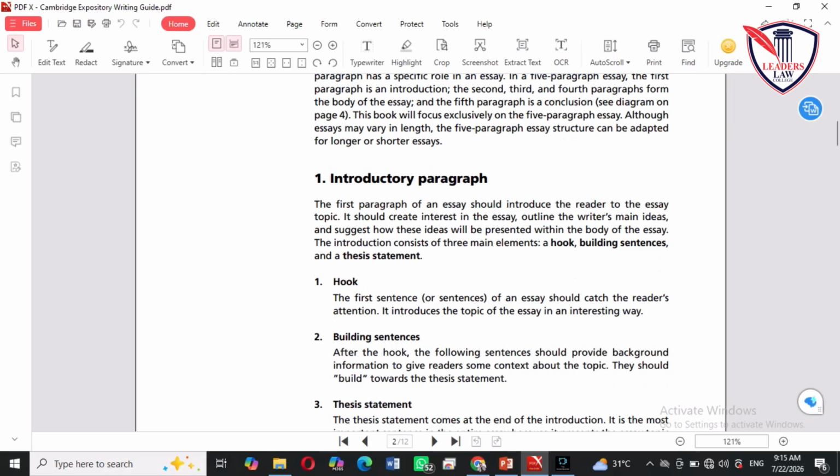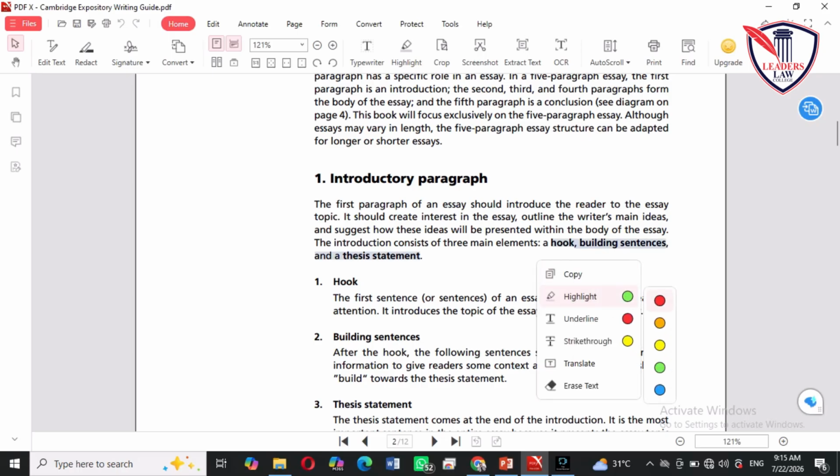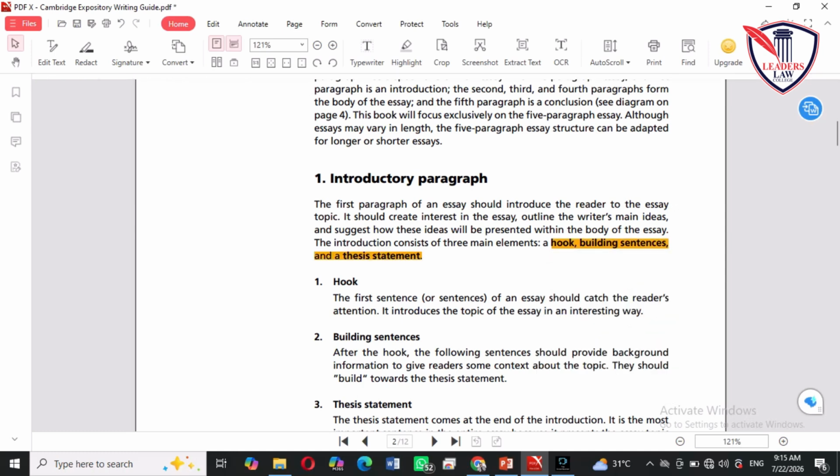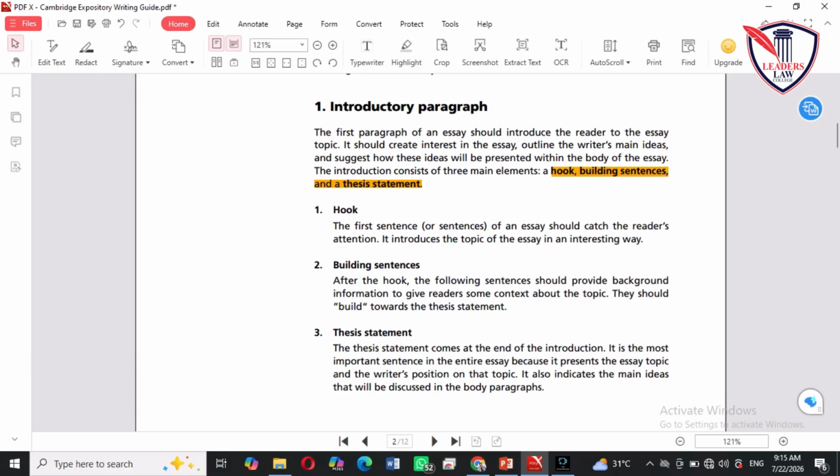When it comes to the introductory paragraph, it must have a hook, building sentences, and then a thesis statement. So what is a hook? A hook is basically an opening sentence. It could be a quotation, a question, or facts and figures about the topic. The purpose of a hook is to grab the attention of your reader.